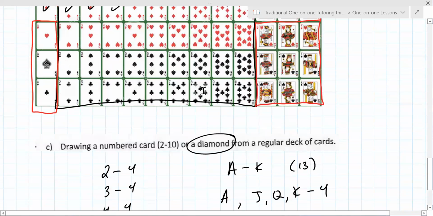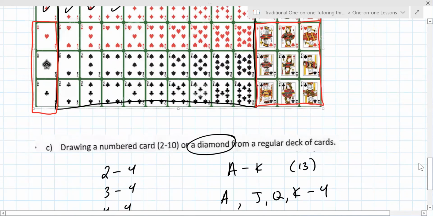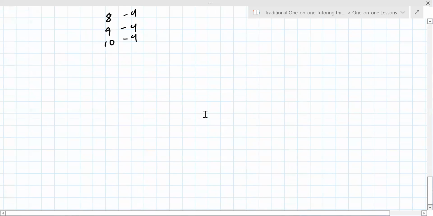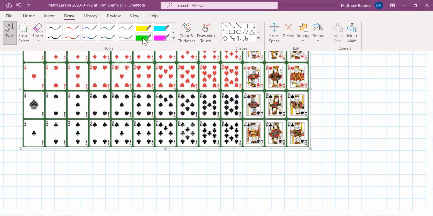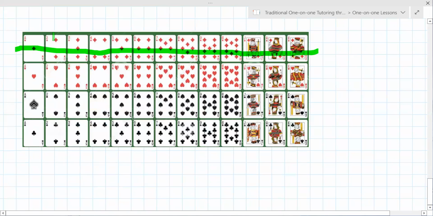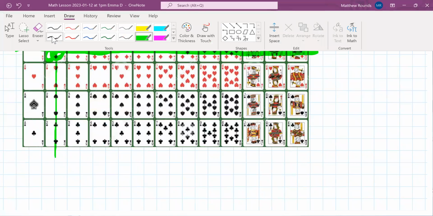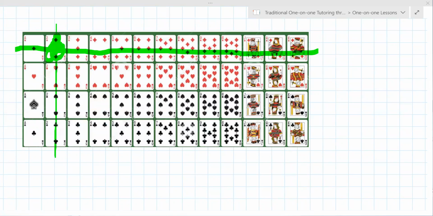And this will make it more clear when I do this. So here's the picture again. Okay, here are all the diamonds. And here are all the 2s. Do you see how there's an overlap right there? Yes. That's what is meant by overlap, where they're both true.